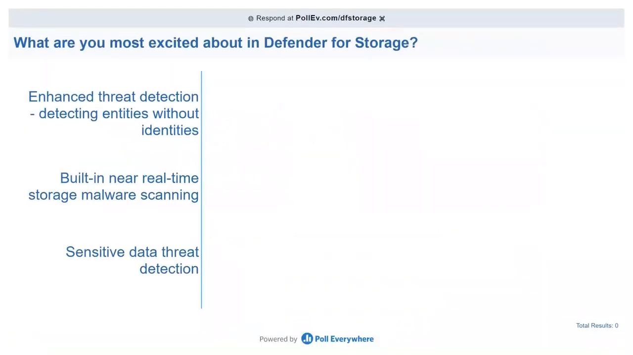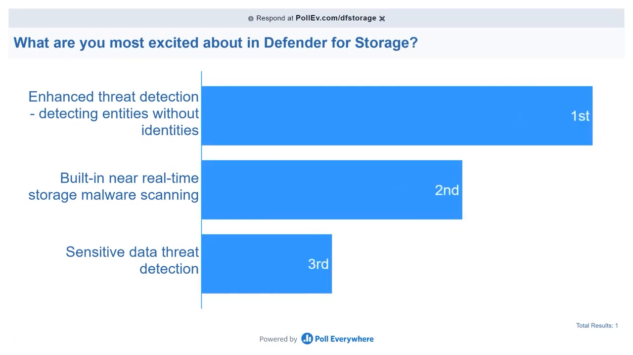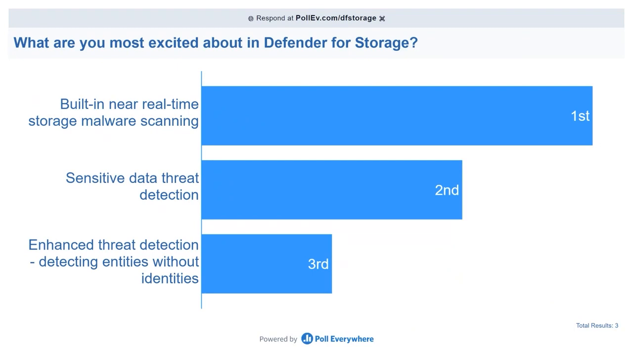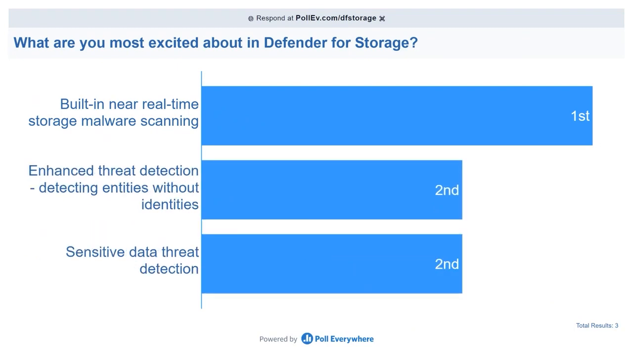So we wanted to finish this presentation with asking you, what are you most excited about in Defender for Storage? So if you can go back to the poll, whether it's in the mobile phone or in the desktop, please help us by ranking the following. So we have the capability to detect entities that have no identities, meaning detecting SAS tokens that were compromised and leaked and allow direct access to the data. And this is something that can cause severe data breaches and it is very hard to detect. We have the near real-time storage malware scanning capability that allows you to receive very reliable, very fast results on malware scanning and allow you to create clean environments. And we have the sensitive data threat detection, where we leverage the sensitive data discovery capabilities built in Defender for Cloud to send you security alerts on time on sensitive data exposure and exfiltration events.